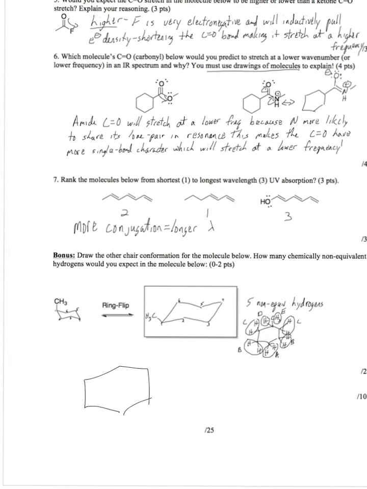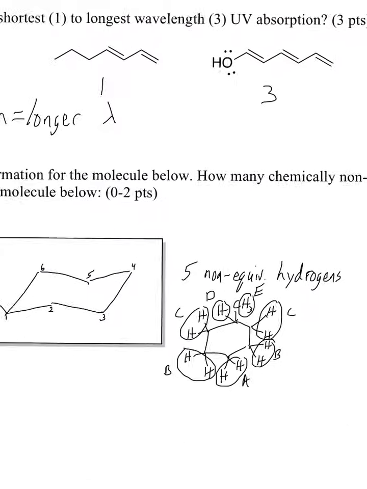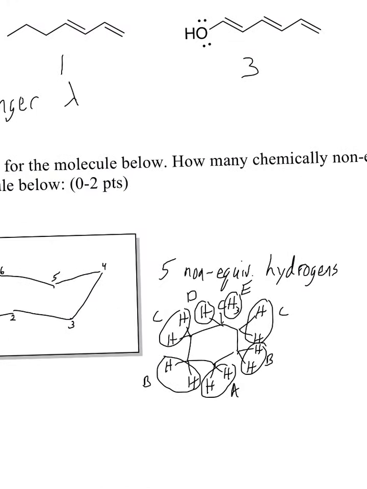As I had drawn over there, this molecule is very symmetrical, so you can see symmetry. If I zoom in on this, the non-equivalent hydrogens, obviously the CH3, those, H right there, C's, B's, and A, so it's 5 non-equivalent hydrogens.